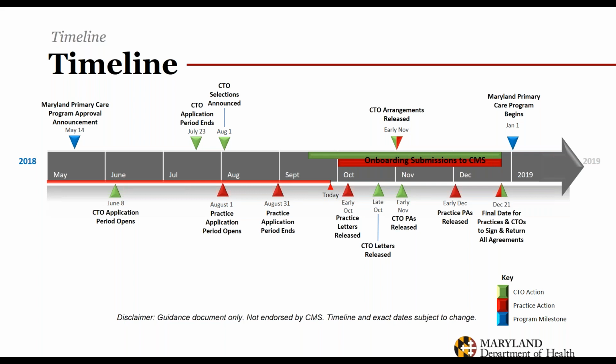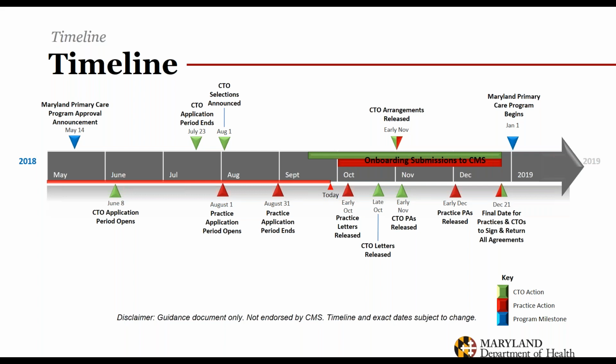So as Dr. Hast mentioned, in the next few days, leading into early next week, practices should be getting some information emailed out from CMS. It is the first week in October, so that is the timeline that we would expect for that. A few weeks afterwards, once practices have returned some of the information that CMS is requesting, CTOs are going to get additional information about which practices have partnered with them. In early November, the state's going to release the CTO practice arrangements, and those are documents that are going to define the relationship between you as the practice and your CTO if you're partnering with one. Also, in early November, CTOs are going to get their participation agreements to sign with CMS.